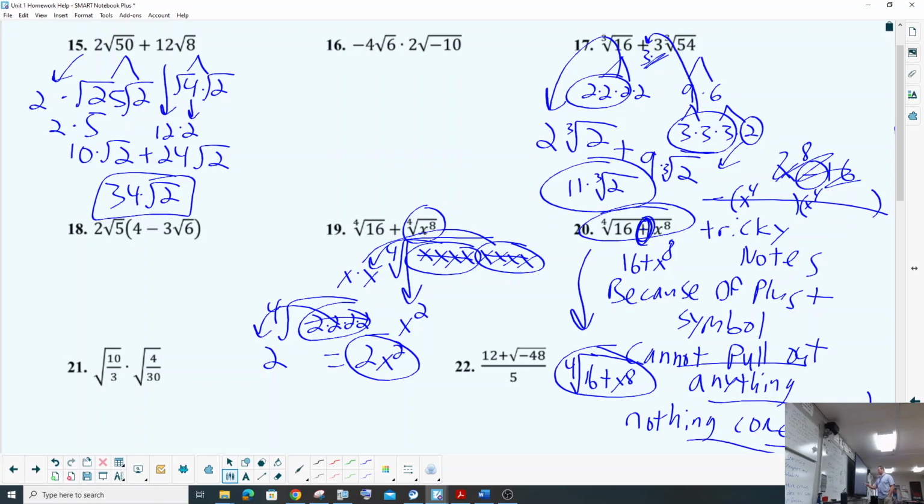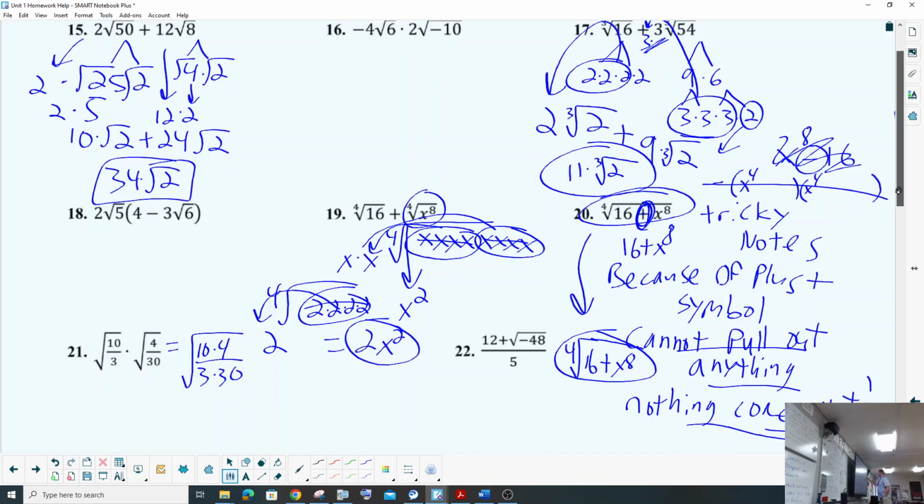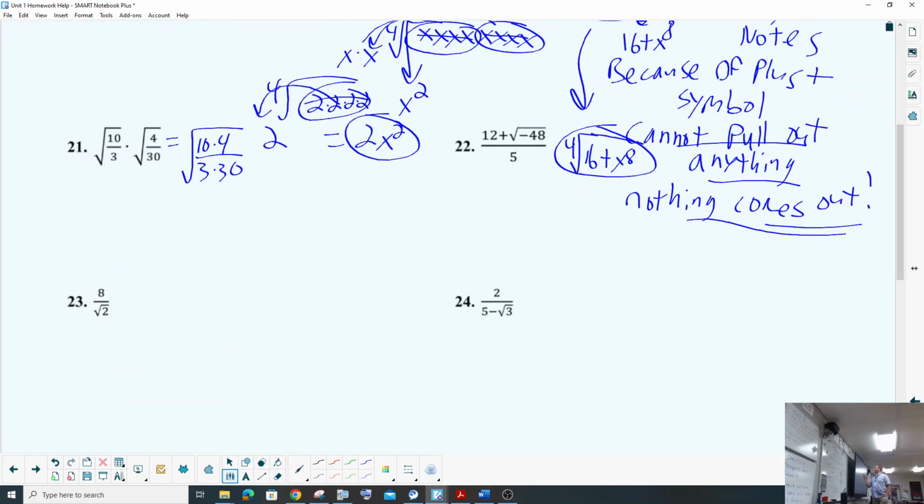Number 21. Okay, so we're actually going to multiply those, see if that makes a difference or not. Let's give that a try. So let's see here, because they're both square roots, we have 10 times 4, and we also have 3 times 30. And can we break it down more? So let's take a look there. 10 breaks down into 2 and 5, so nothing's going to come out there. Ooh, but the square root of 4 is definitely 2, so that could come out.